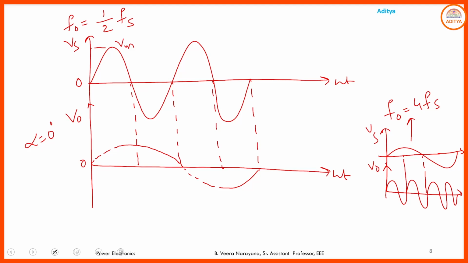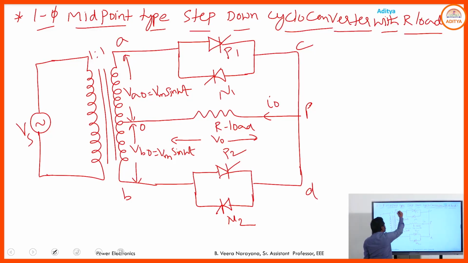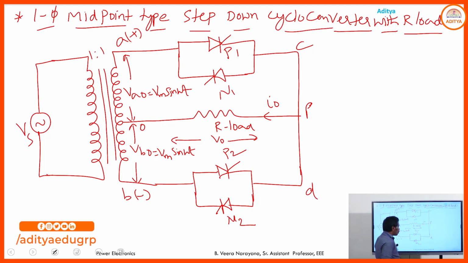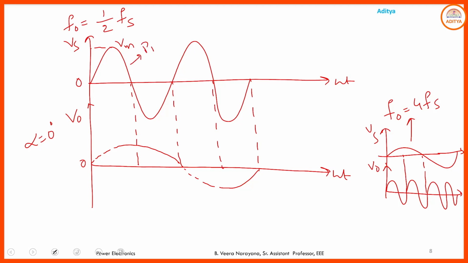Coming to the operation, during the positive half cycle, what happens here? Terminal A is positive and B is negative. Corresponding to that, P1 and N2 are in forward bias, and P2 and N1 are in reverse bias.